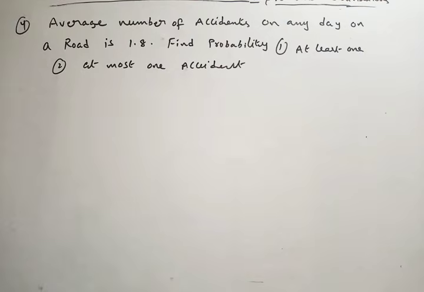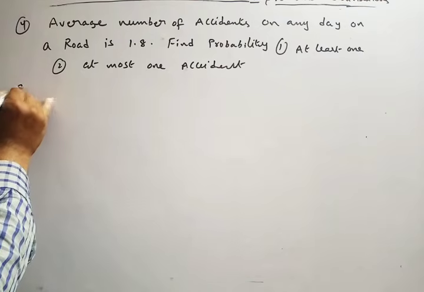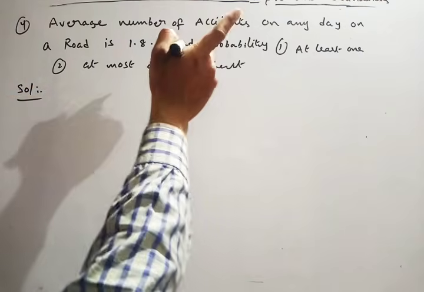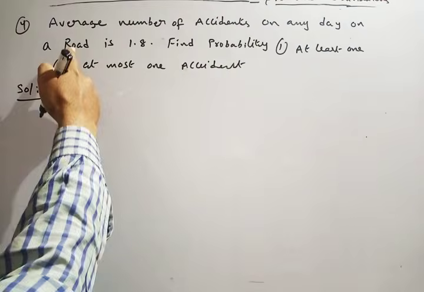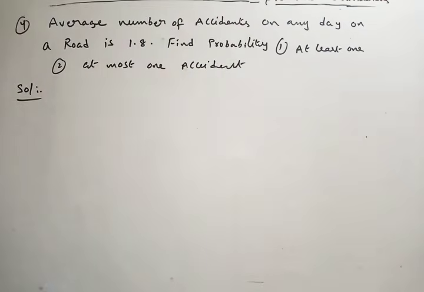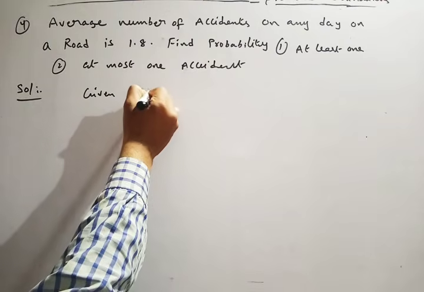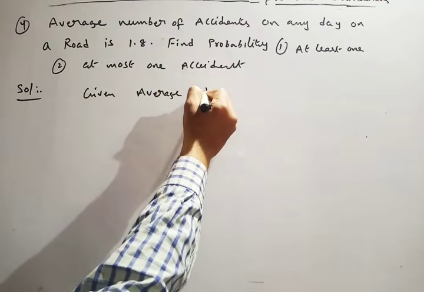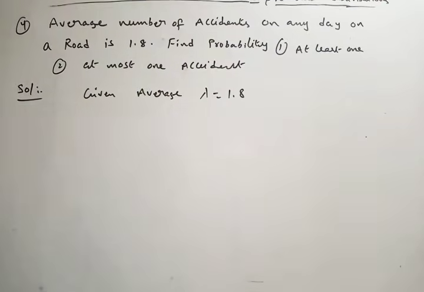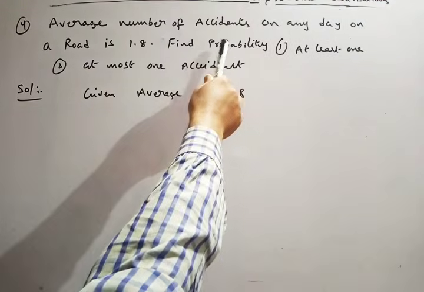What is being asked here? The average number of accidents on any day is 1.8. Whenever the mean is given, try to solve the problem using the Poisson distribution. So the given average, lambda, is equal to 1.8. Then what is the first part asking?